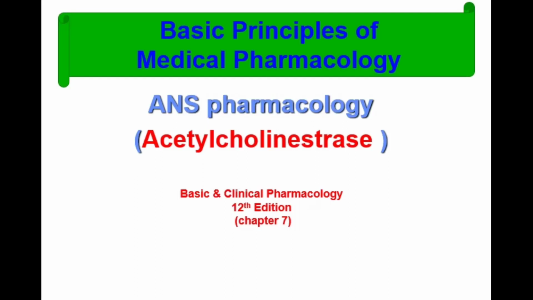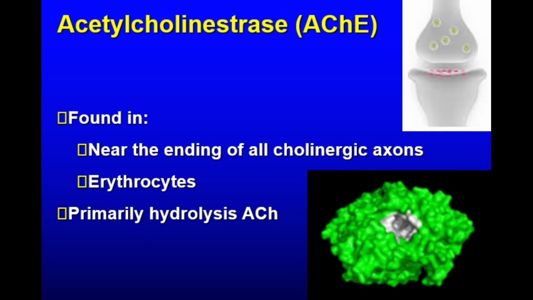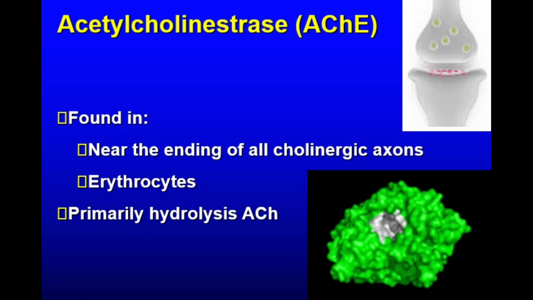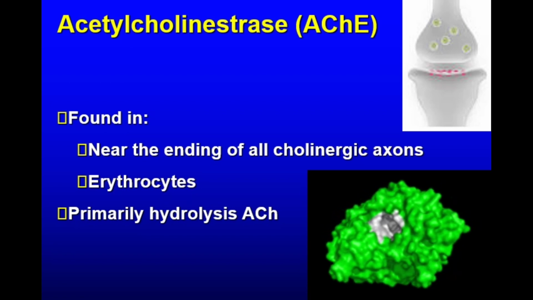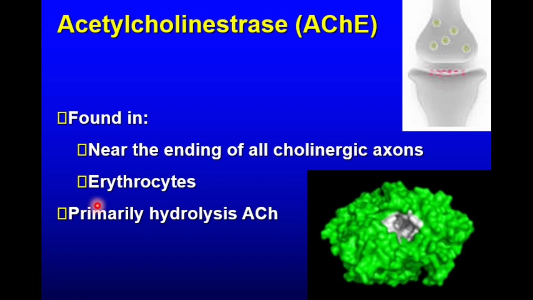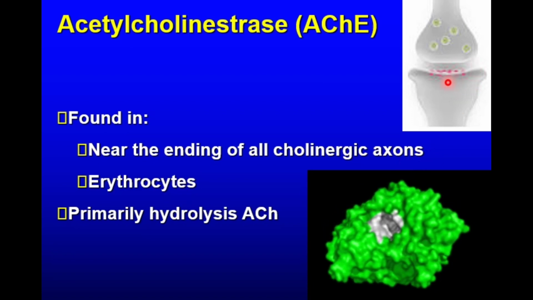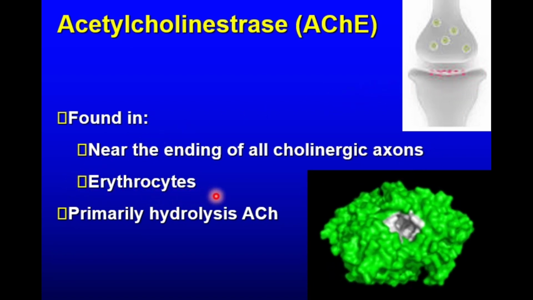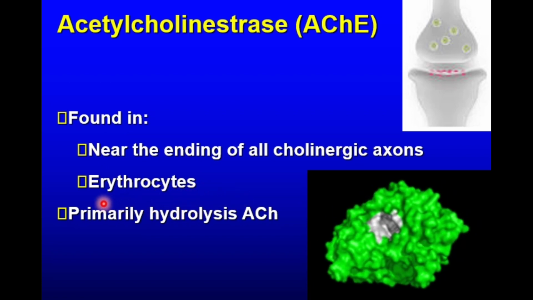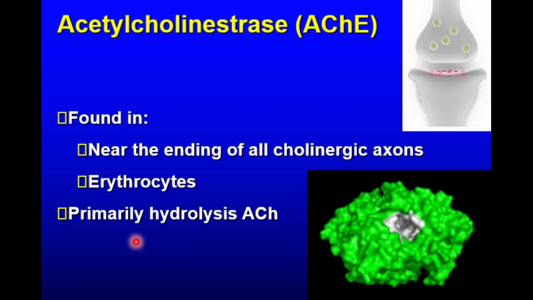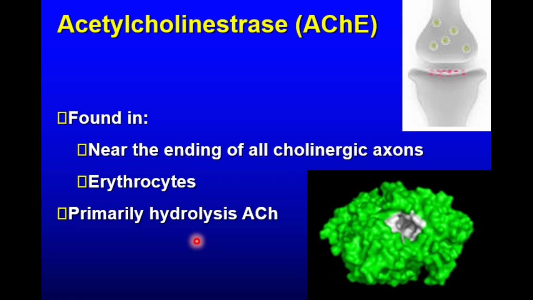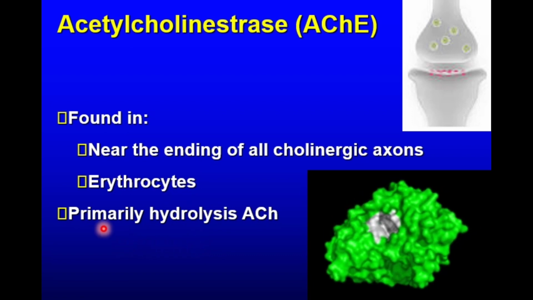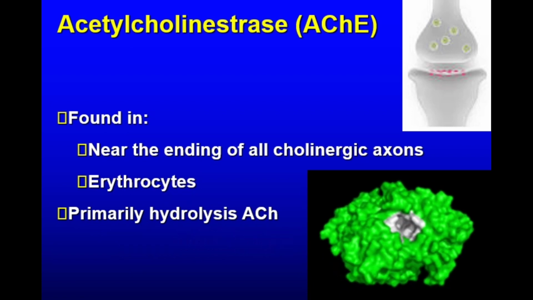We are going to describe the pharmacology of anticholinesterase agents. Acetylcholinesterase is found near the ending of cholinergic axons and also in erythrocytes. Acetylcholinesterase exhibits a relatively high substrate specificity. It primarily hydrolyzes acetylcholine.